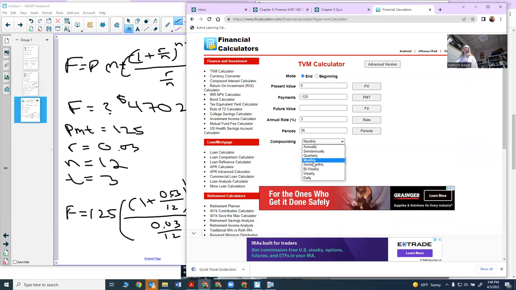And we're going to compound monthly. That's right, this was compounding monthly because it was 12. I'm going to go back up to future value. I'm going to ask it to find my future value. Notice we get the same value we got with the formula and with the calculator. So that's how much you would have there.